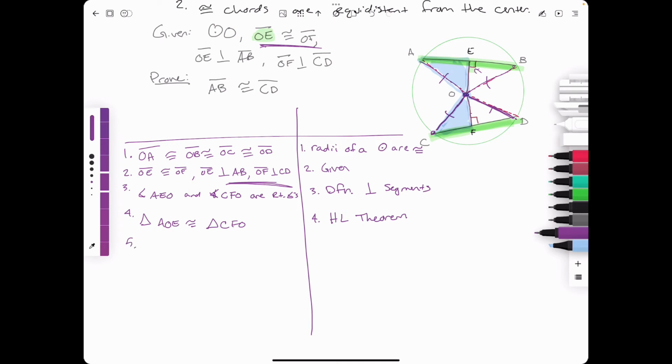Since I have two congruent triangles, can I say that this angle and this angle are congruent? CPCTC. Yep. Angle A is congruent to angle C by CPCTC: corresponding parts of congruent triangles are congruent. We already said this. This and this are congruent. The radii are congruent, right?